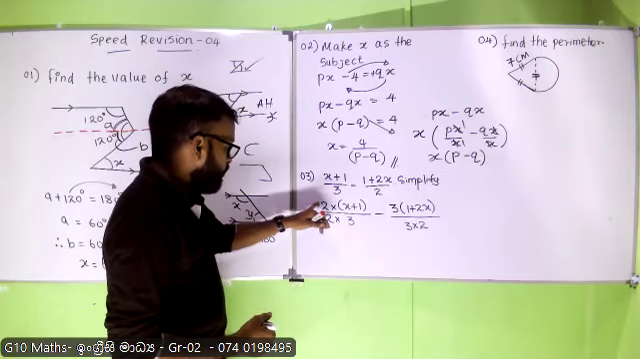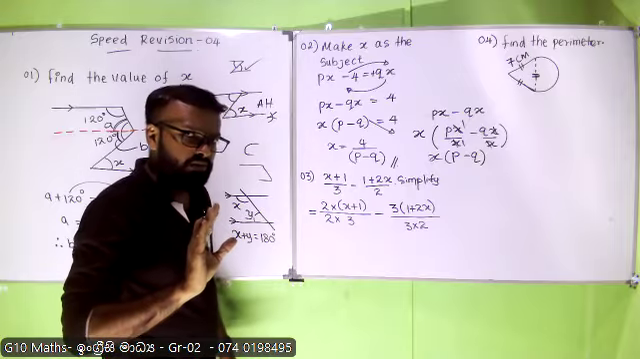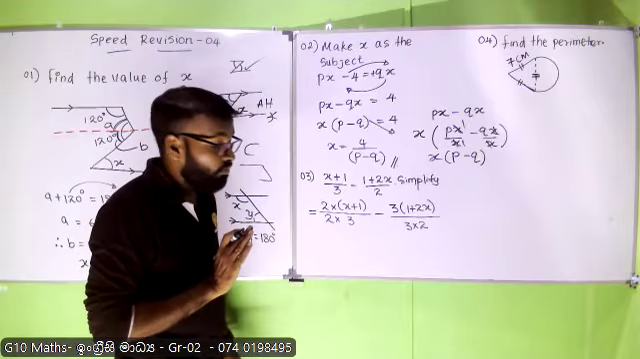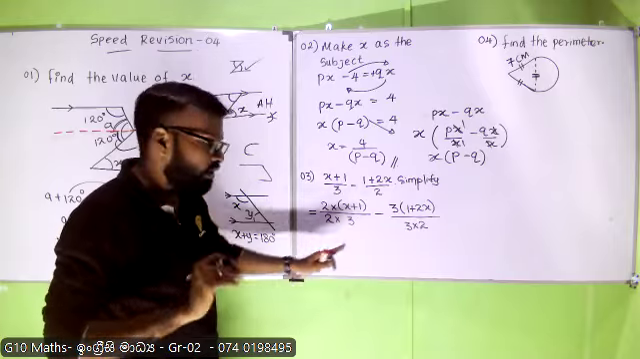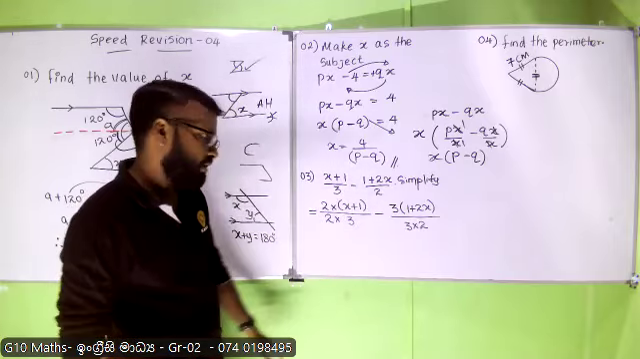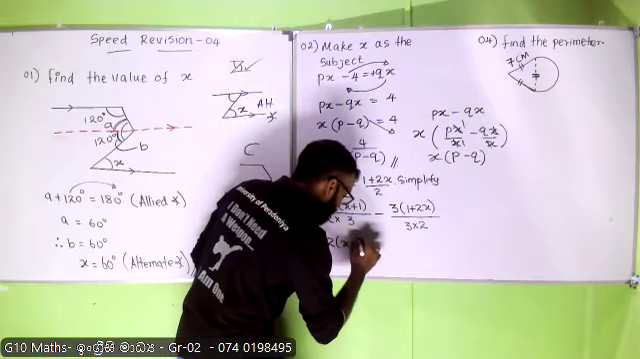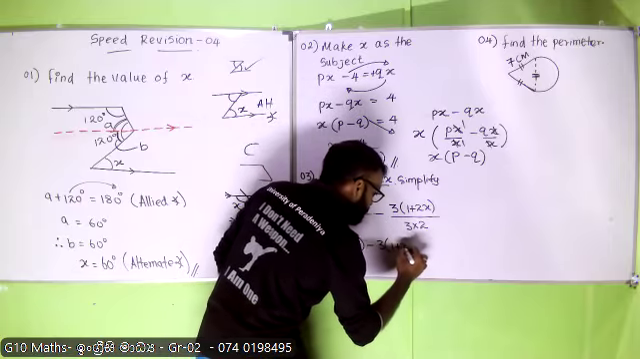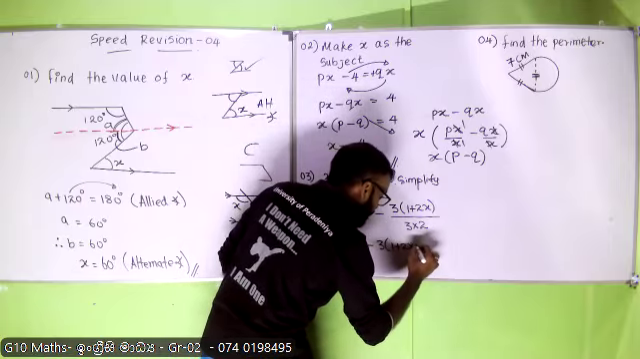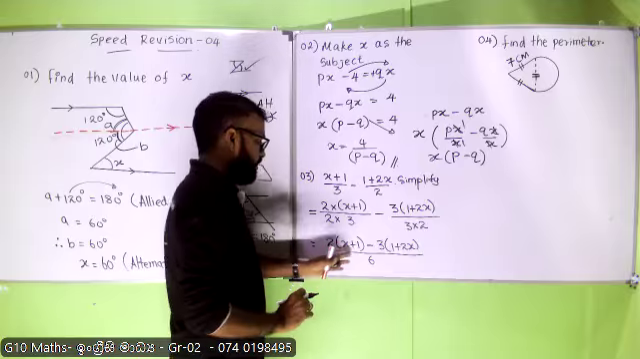So you know 2 times this thing. If you want, you can simplify this at once, but I am not going to do that right now. 2 times 3 is 6, 2 times this one is 6. Your denominator is equal, so you can write directly 2 times x plus 1, minus 3 times 1 plus 2x, over the same denominator 6.